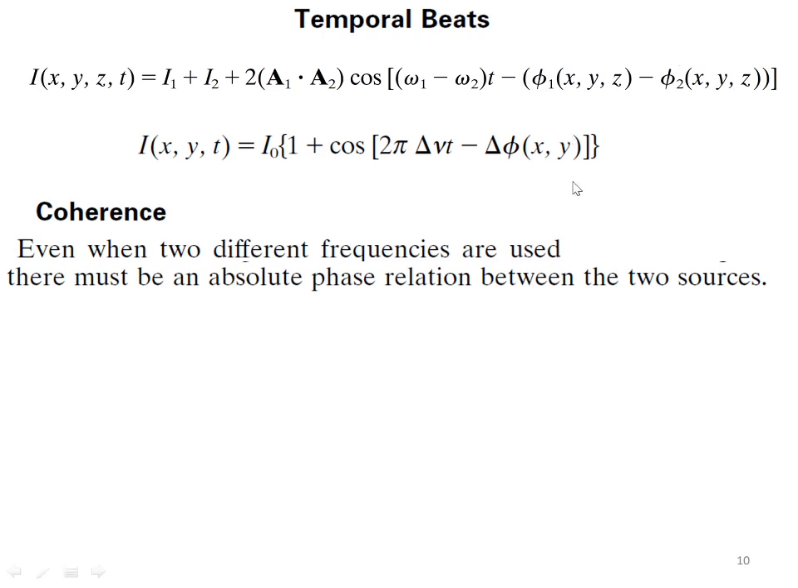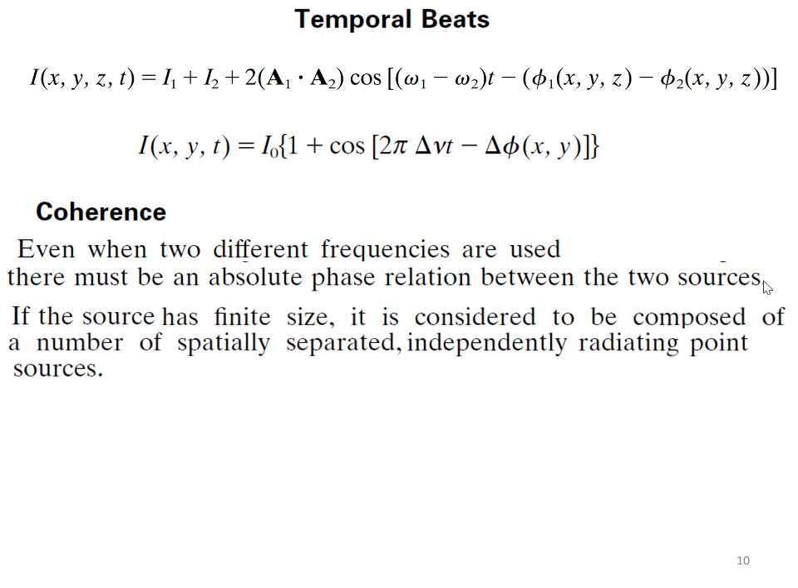So that is why it is very difficult to obtain or maintain this phase difference or phase relation between two independent sources. That is why, to obtain a stable pattern on the screen, we have to have two sources which have the same frequency and the same phase relation between the two. Okay, one thing is that there should not be a temporal difference, temporal beats must not be there.